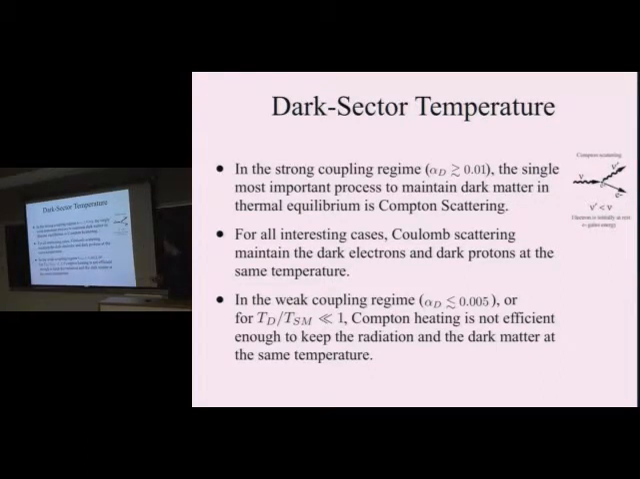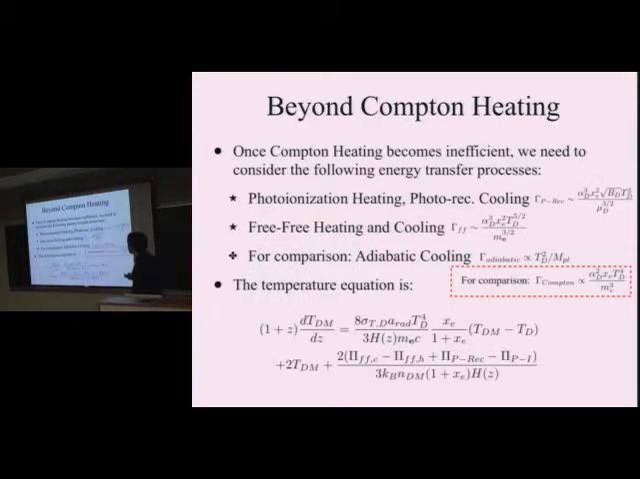Now, the problem is that in the weak coupling case, when alpha is quite small or the dark sector is quite cold, Compton heating is inefficient. So now you start deviating from the regular baryonic hydrogen case, and you need to work a bit harder to think about what's really going on when Compton heating is inefficient at early times. That means you need to include other mechanisms beyond Compton heating, and these are the bound-free processes described as photoionization heating and photorecombination cooling.